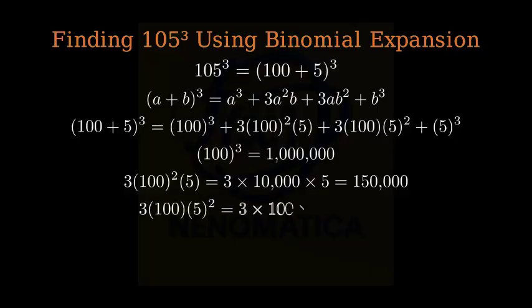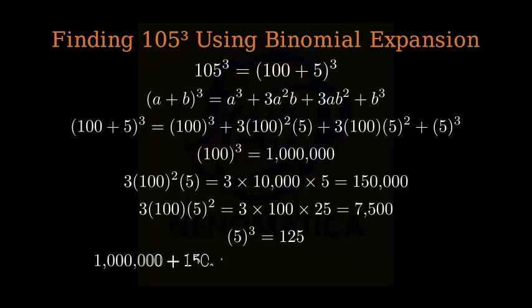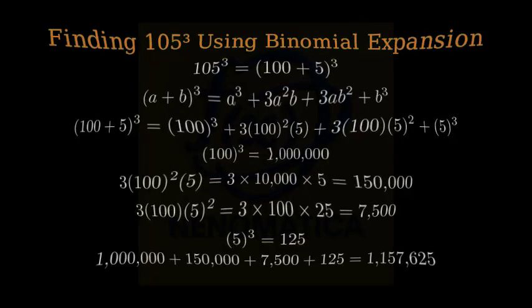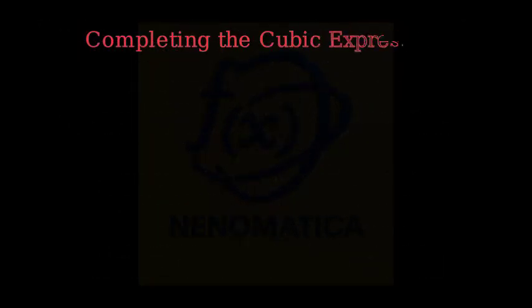The third term is 3 times 100 times 5 squared. 5 squared is 25, so this term equals 7,500. The fourth term is 5 cubed, which equals 125. Step 4. Finally, we add all four terms together. 1 million plus 150,000 plus 7,500 plus 125 equals 1,157,625.